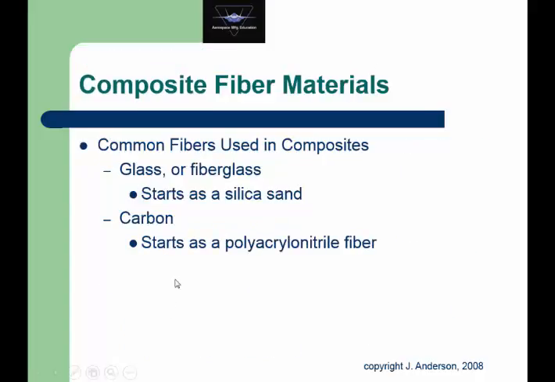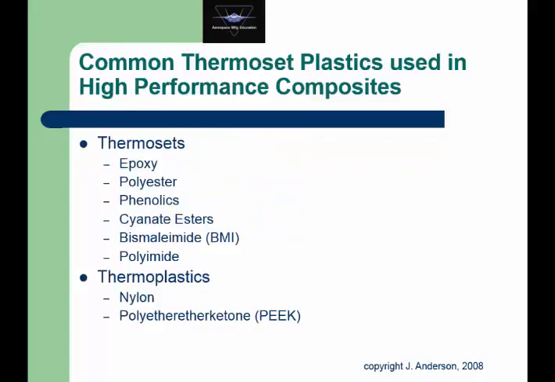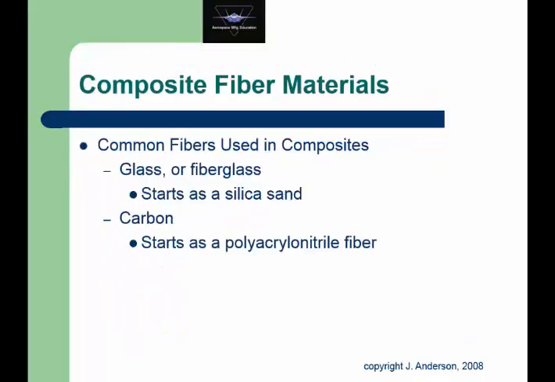So, what else do we have here? We also have carbon fibers. Carbon fibers start out as a polyacrylonitrile fiber that is burned up essentially in a furnace at very high temperatures, and through a process you end up with carbon. There's also some other materials out there, primarily aramid materials.